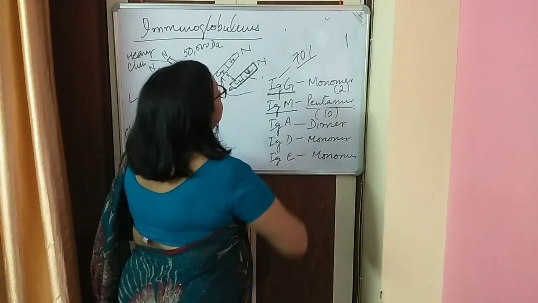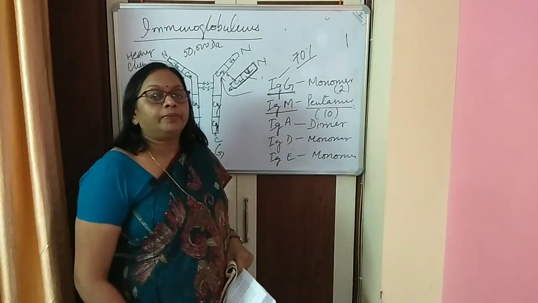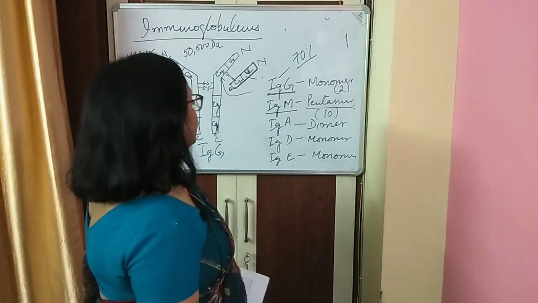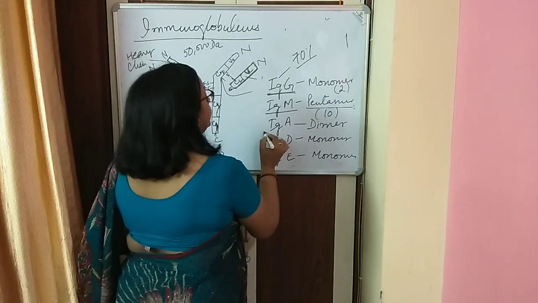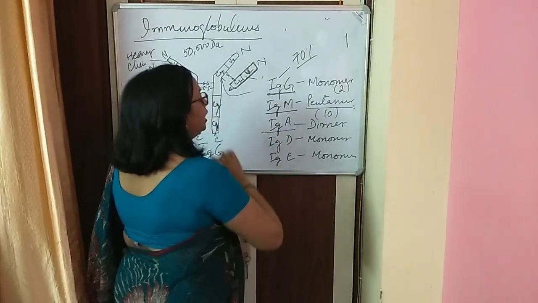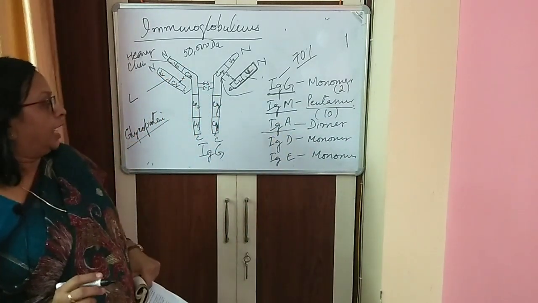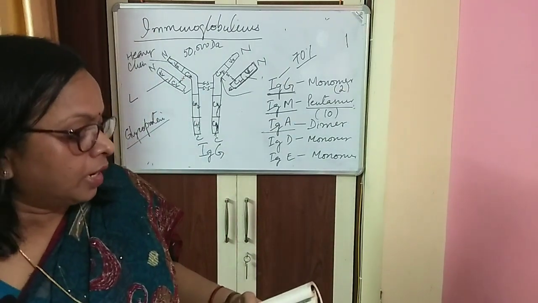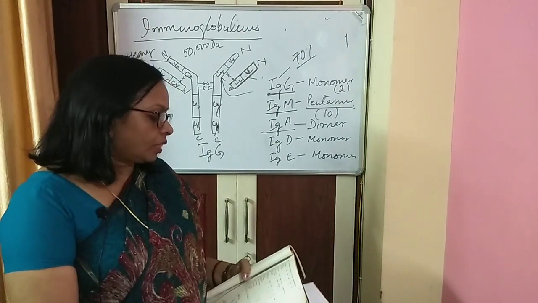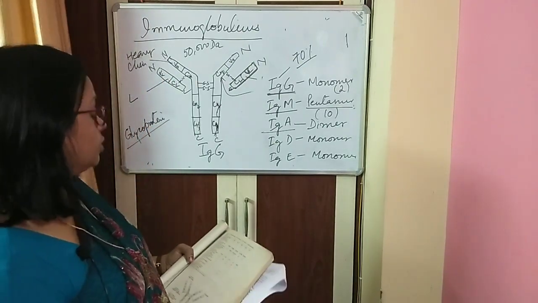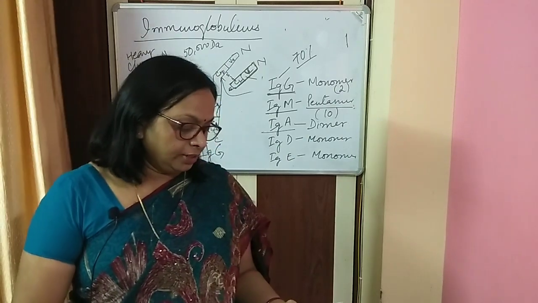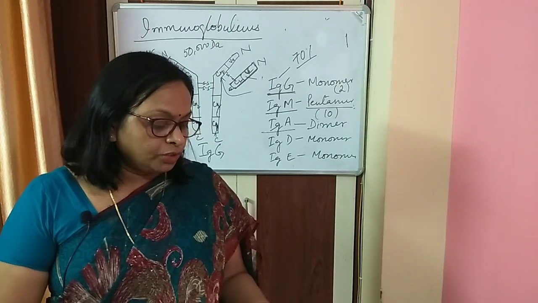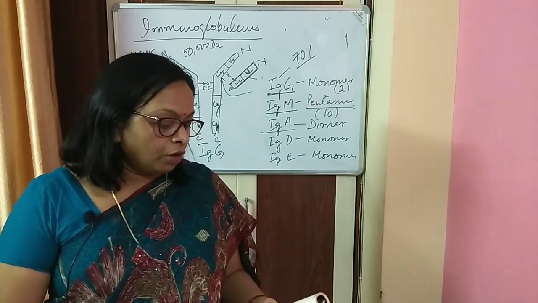IgM is the first type of antibody which is generated after the antigen interaction in the immune response, and this is in the form of pentamer. IgA is in dimer, and IgD monomer. The main function of IgD is not much known. The number of constant regions also varies, you can see in the books and notes I gave you.